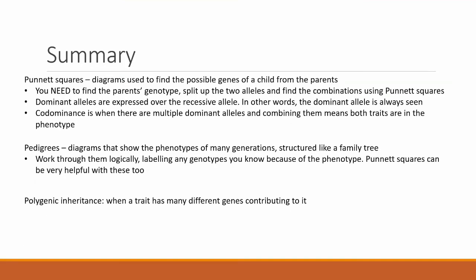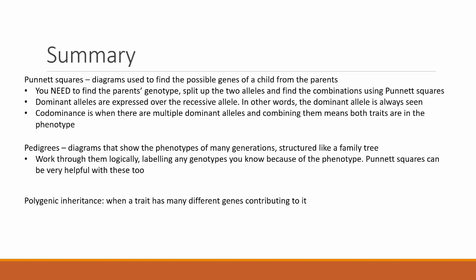And that's more or less it for this topic. Now for a quick summary. Punnett squares are diagrams used to find the possible genes of a child from the parents. You need to find a parent's genotype, split up the alleles, and find the combinations using Punnett squares. Dominant alleles are expressed over recessive alleles, and in other words, the dominant allele is always seen in the phenotype. Codominance is when there are multiple dominant alleles, and combining them means both traits are in the phenotype.